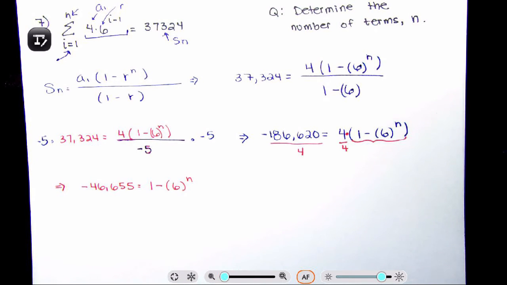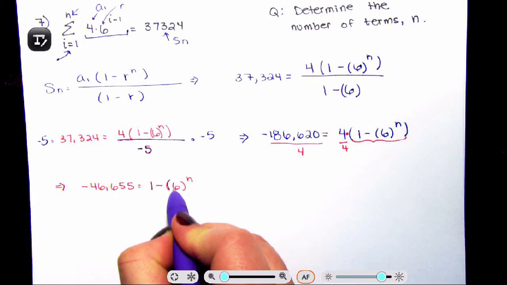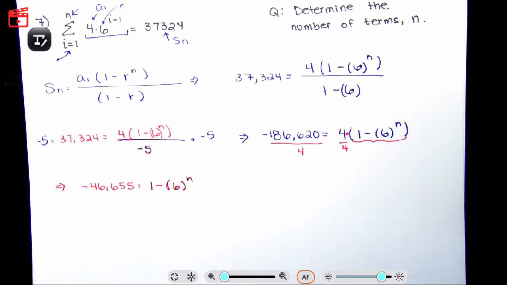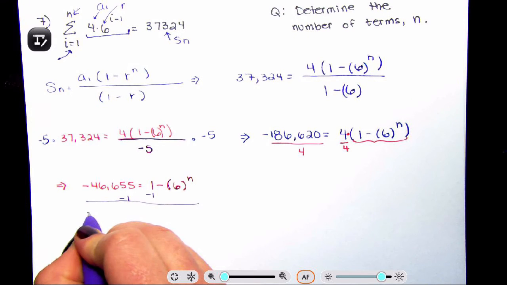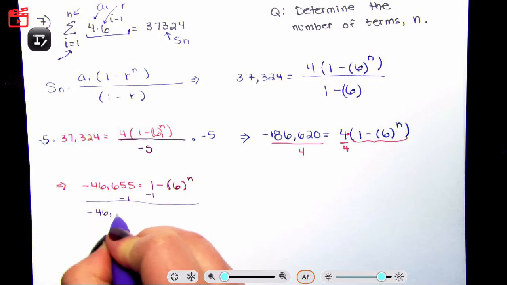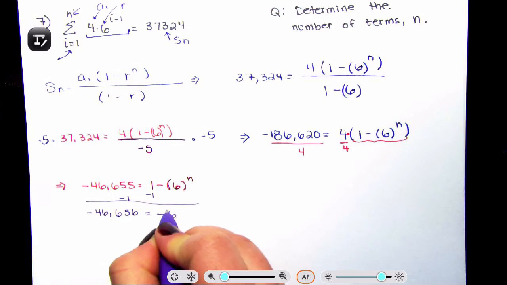Now, if you're in my class, you saw that this technically is 3 different parts. It's 1, it's minus, and it's a negative 6 to the nth power. 3 different things. So the first thing you need to do is get rid of that 1. So I'm going to subtract 1 from both sides. So you have negative 46,656 is equal to negative 6 to the nth power.